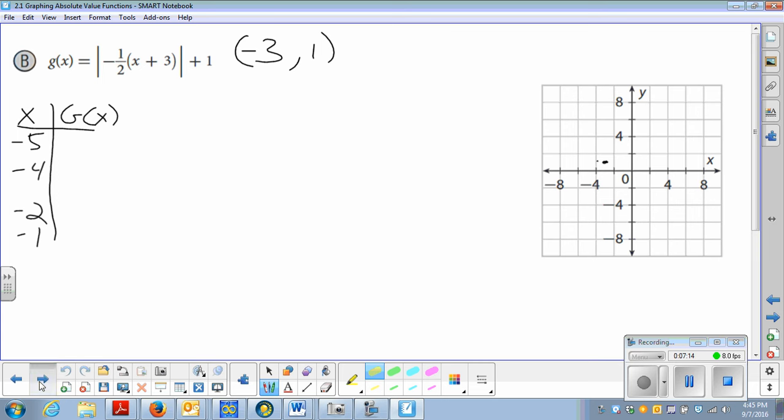Okay, now when I plug in my -5, notice how on the previous problem, the 4 was outside the absolute value, but this time it's inside, okay? You've got this -1/2 that's inside the absolute value. So you want to make sure you multiply before you take the absolute value. So as I plug in -5 plus 3, that's going to get me a -2. -2 times -1/2 is going to get me a +1, and a +1 plus 1 is going to equal 2.